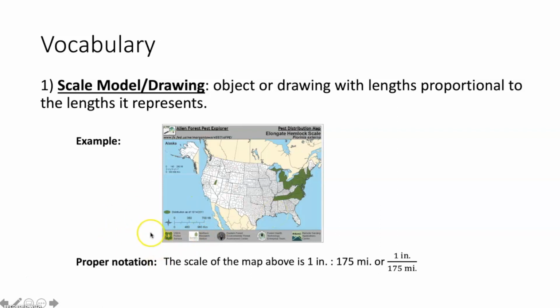And that proportionality is based on this scale that you're given in the bottom left-hand corner of your map. In this particular instance, we see that the map above has a scale of 1 inch to 175 miles. So we have shrunk down the map of the United States proportionally, so that 1 inch on the map represents 175 miles in reality.